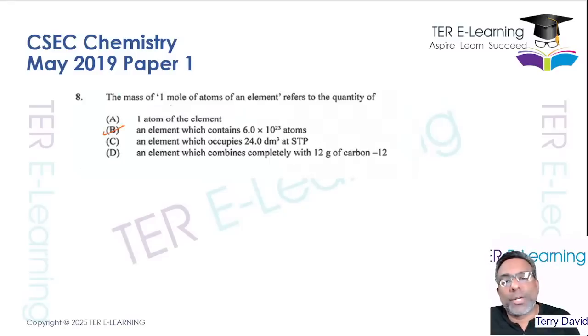Right, 1 mole, we're talking about 1 mole. 1 mole of atoms is actually 6 by 10 to the power 23 atoms. So 1 mole of any substance contains 6 by 10 to the 23 particles. That's referred to as our Avogadro's number. So that's number 8. Number 9 is based on rates.